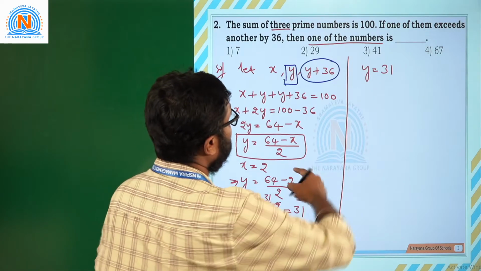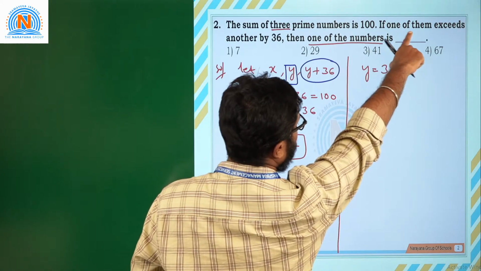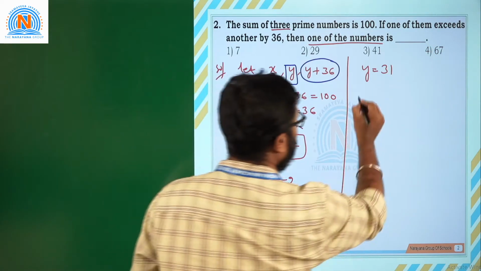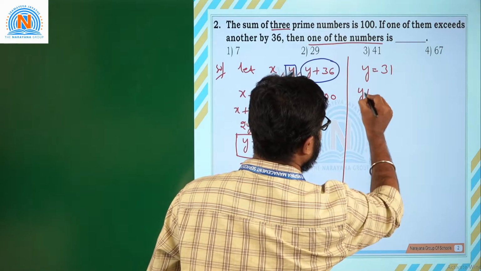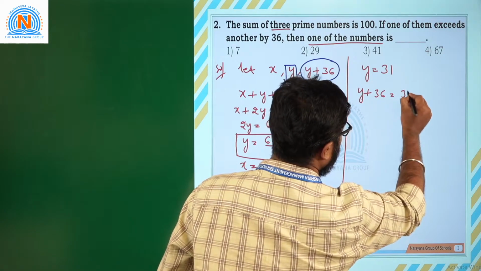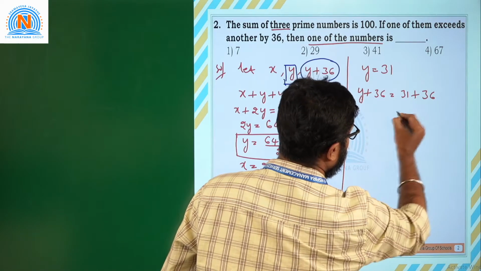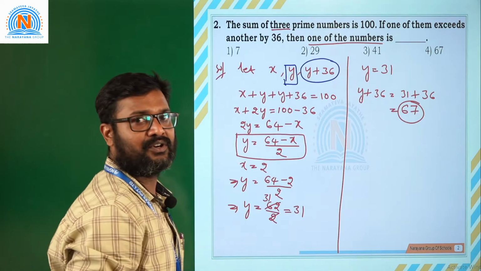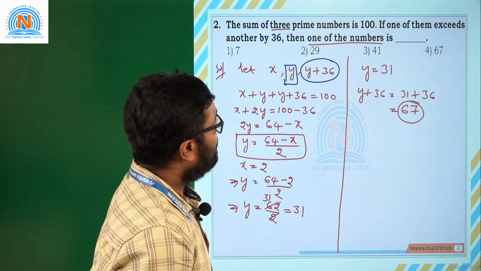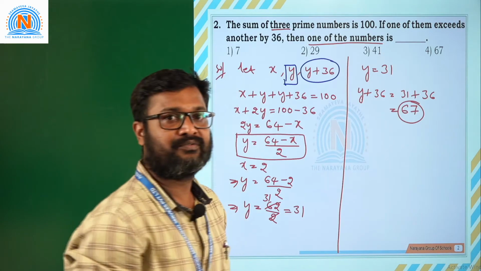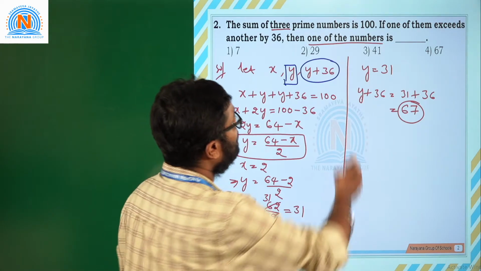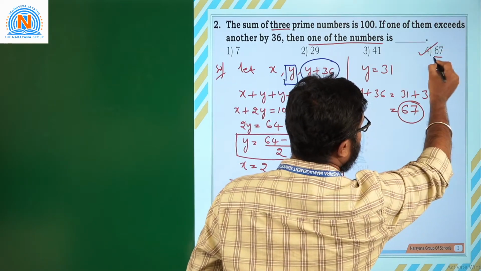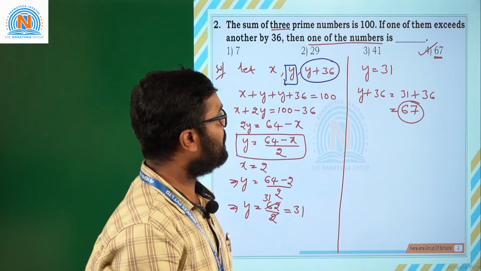So that means we need to find this one, y plus 36. So y plus 36 is equal to what? 31 plus 36, which is equal to 67, isn't it? 67. So this is our number, the required prime number. So now what is our option, children? 4 is our option, with 67 as our answer.